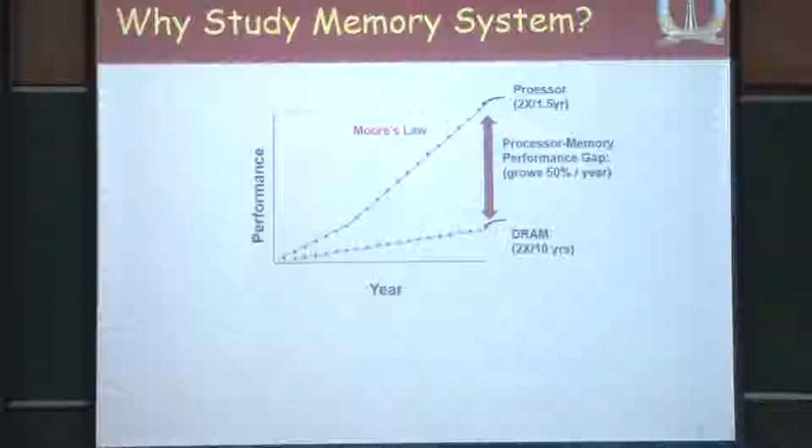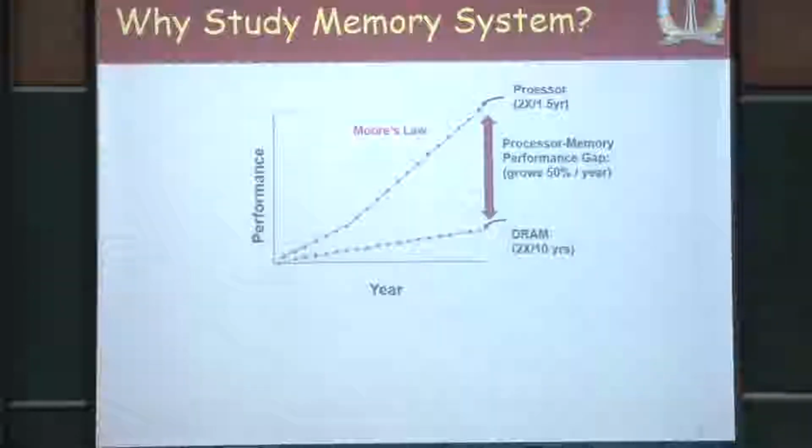Okay. Let us see. Many of you would have seen this diagram, right. This diagram shows how performance of processors has improved over the years, and you could see that it is going at the rate of 2x every 1.5 years. That is Moore's law, right. We all know about that.